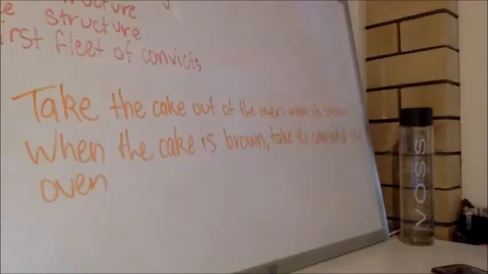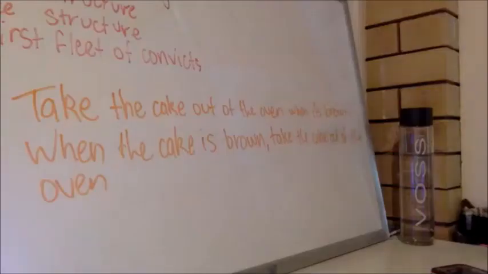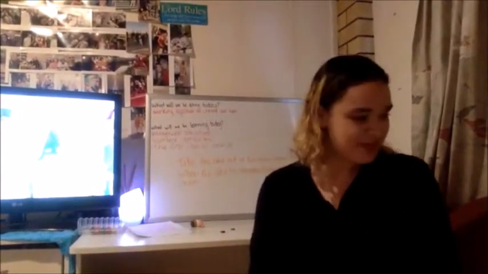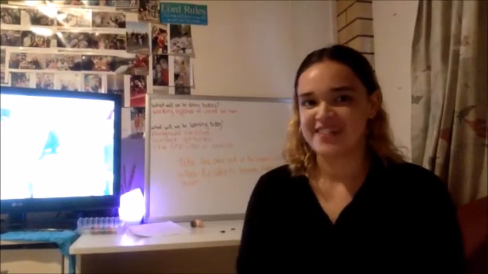The dependent clause: when the cake is brown. Awesome. And then that makes the second part of the sentence the independent clause. Yes. So that is a complex sentence. A simple sentence is a sentence consisting of only one clause with a single subject.